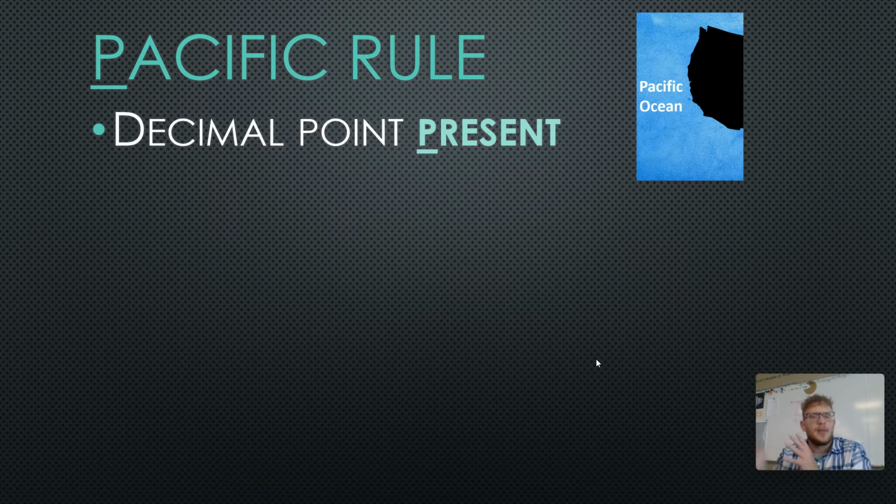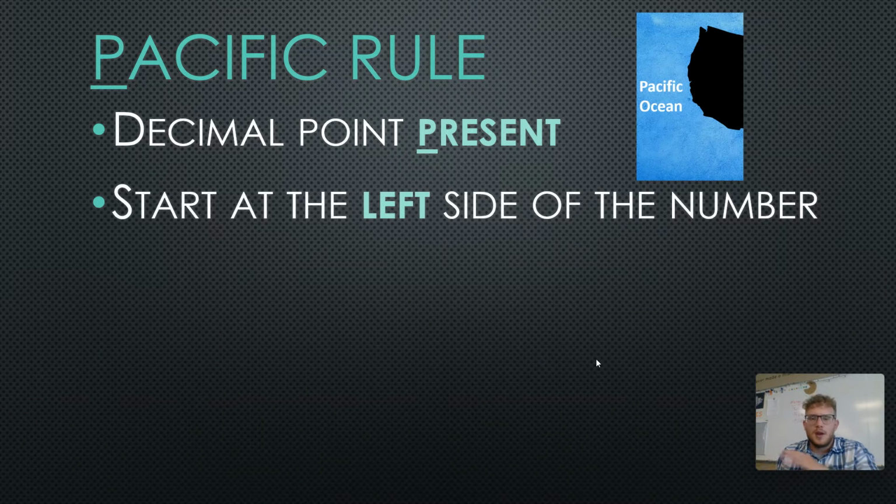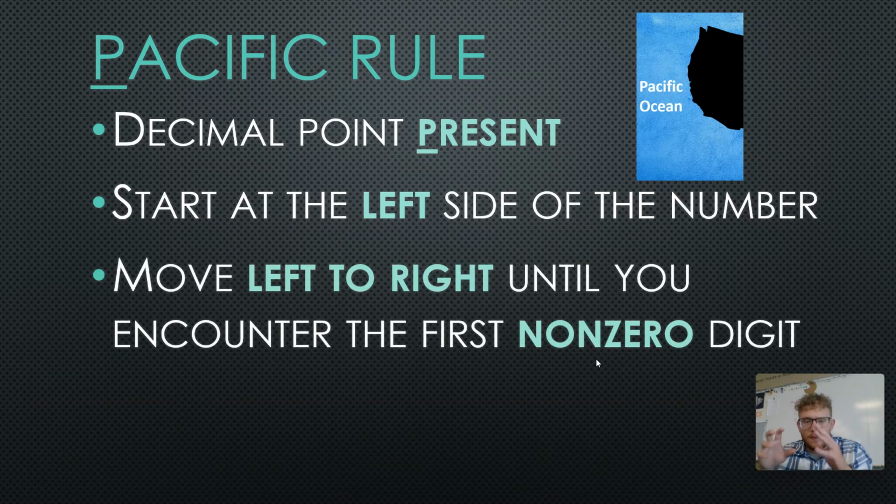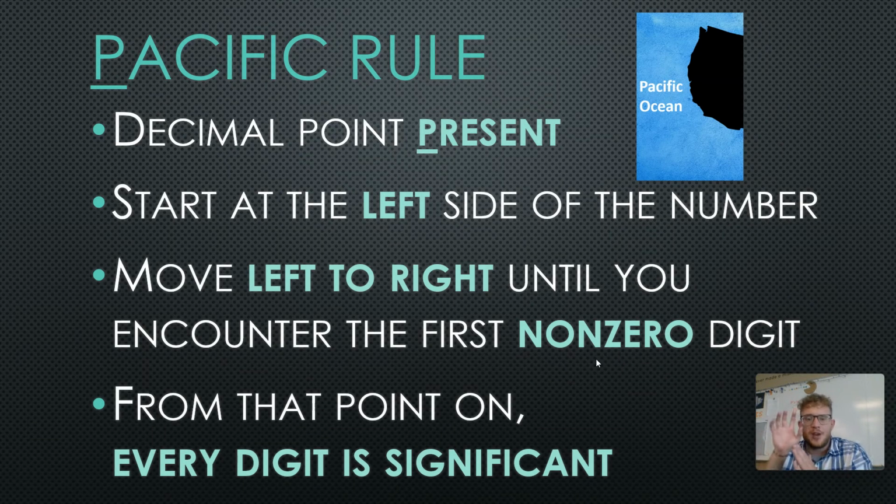So the Pacific rule, we use it when the decimal point is present. And what we're going to do is start from left to right in that number, okay? We're going to move from left to right until we hit the first non-zero digit. So what does non-zero mean? That means that the number is not zero. So from left to right in a number, you're going to look for the first digit that's not zero, all right? And then you're going to count the number of digits, including that number and everything after that. That's going to give you the number of sig figs in that number.